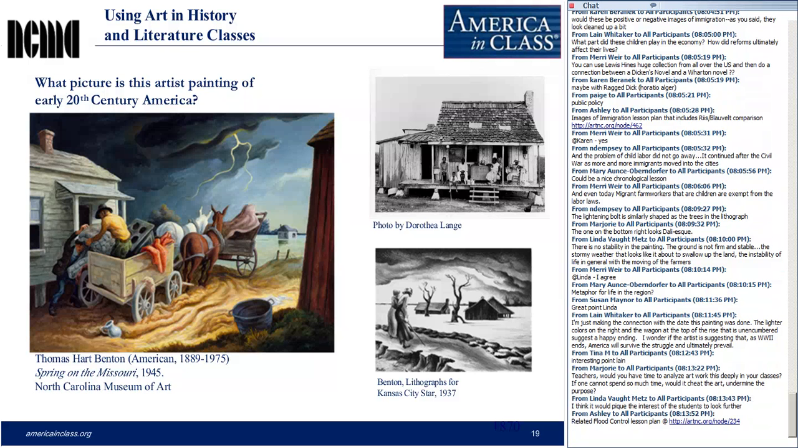John, you mentioned the Great Depression, and this painting screams Great Depression, it seems to me, although it was done in 1945.